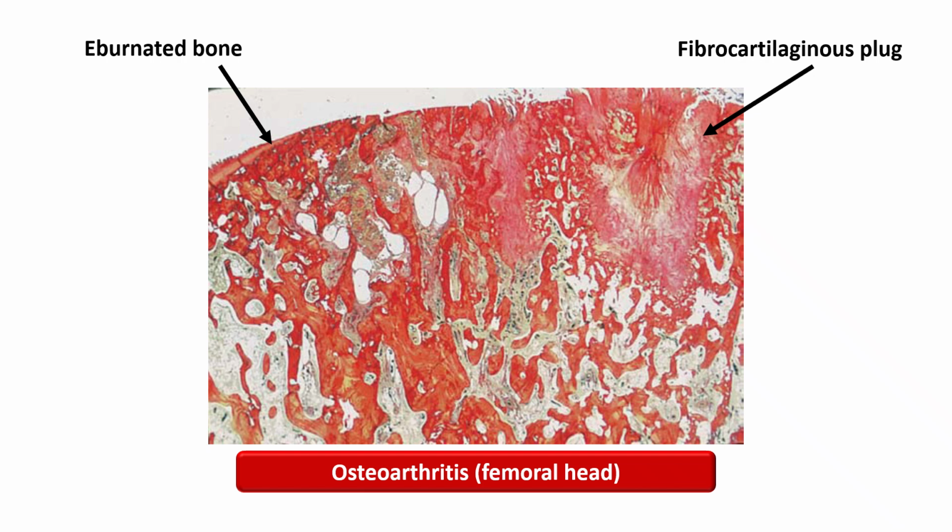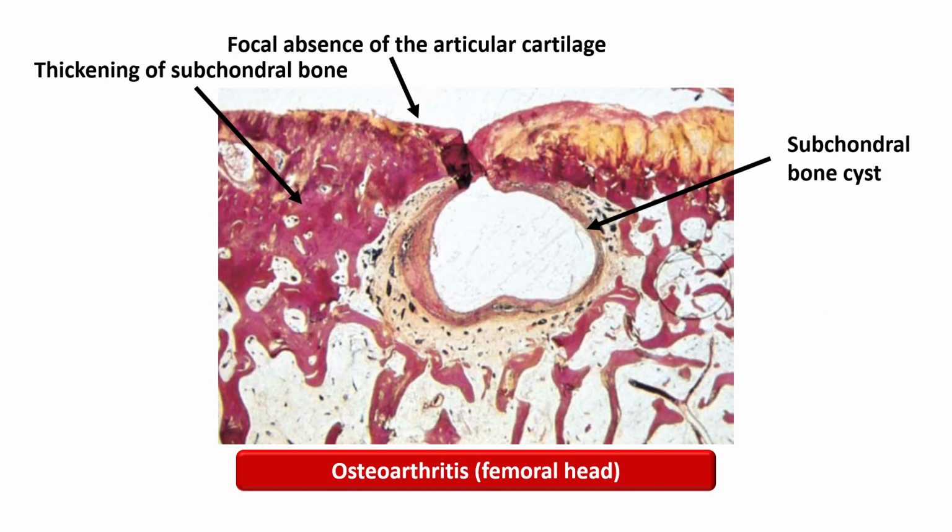This histological picture from a femoral head is showing the presence of fibrocartilaginous plug and eburnation of the bone. This is the photomicrograph of head of femur, and it is showing thickening of the subchondral bone, focal absence of the articular cartilage, and in this area there is presence of subchondral bone cyst.